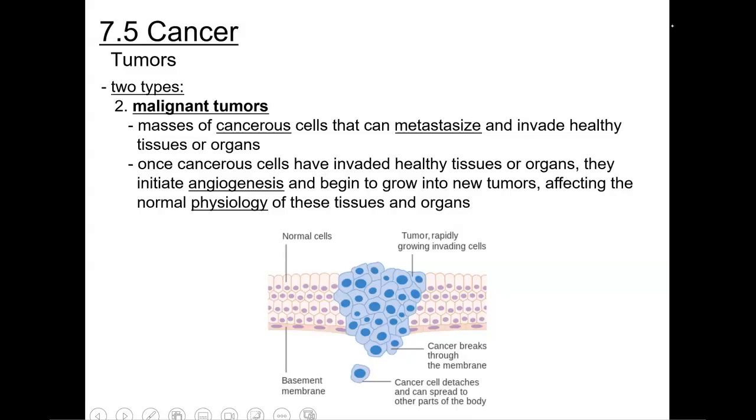Malignant tumors are going to be masses of cancerous cells that can metastasize and invade healthy tissues or organs, so they can move around the body. Once cancerous cells have invaded healthy tissues or organs, they initiate that angiogenesis, which means that they're going to have more blood vessels coming to that area to help feed them and help them grow. And so that affects the normal physiology of the tissues and the organs. Now it's sending all of its nutrients and all of its resources to the cancer.